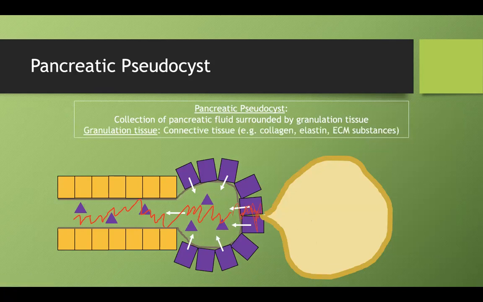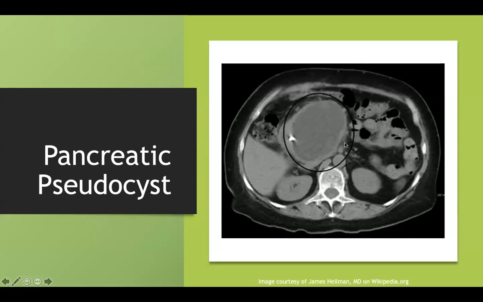And just so you know what granulation tissue is, I would just consider it as a form of connective tissue. It's a mixture of connective tissue here. And here you can see a very large pancreatic pseudocyst right here.